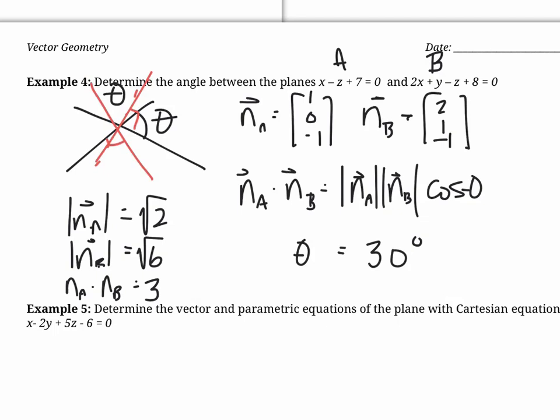So if you do that math, it should come out that your theta is 30 degrees. So the angle between the normals is 30 degrees, which means the angle between the planes is also 30 degrees. This is also applicable because if we want to know if 2 planes are perpendicular, we should be able to do the same thing, right? The dot product of the normals should be 0. And same thing if 2 planes are parallel, the normals should be parallel, right? Which we can find by using cross product.